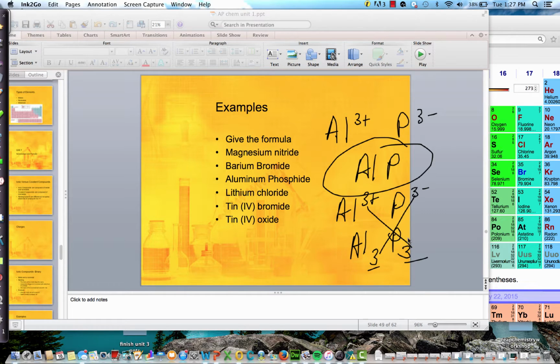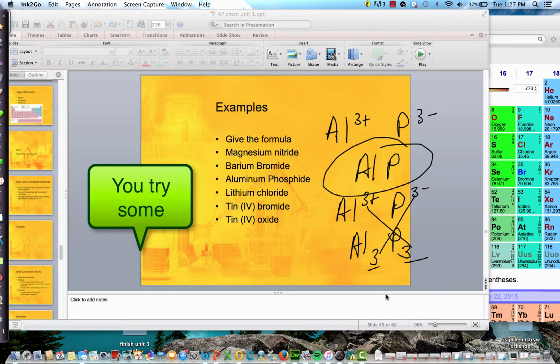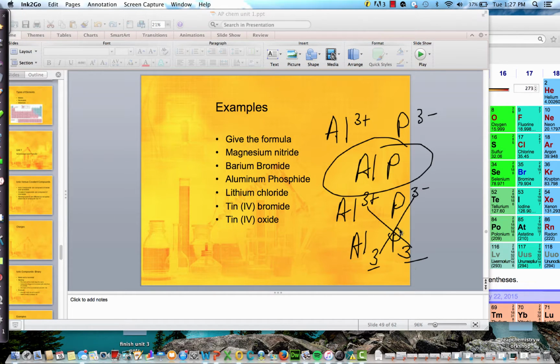And now if you have Al3P3, that's very, very improper. And Al3P3 or AP, the College Board would definitely mark you off for that. So you need to make sure that if it cancels or if you can reduce, you need to reduce.